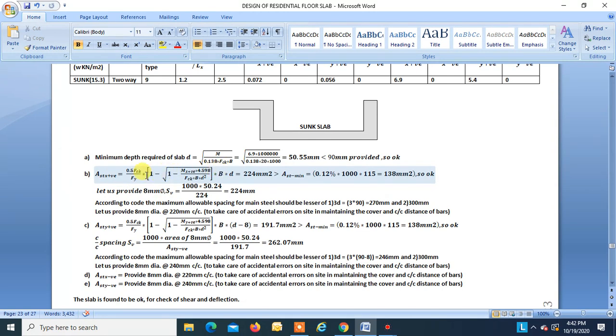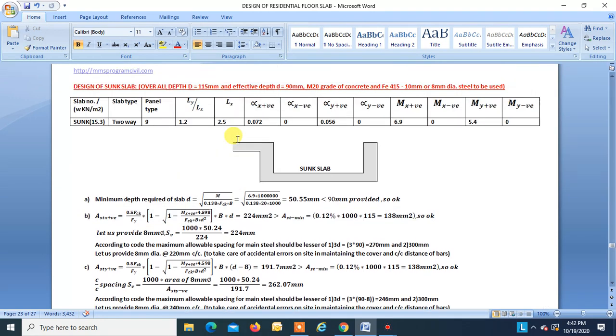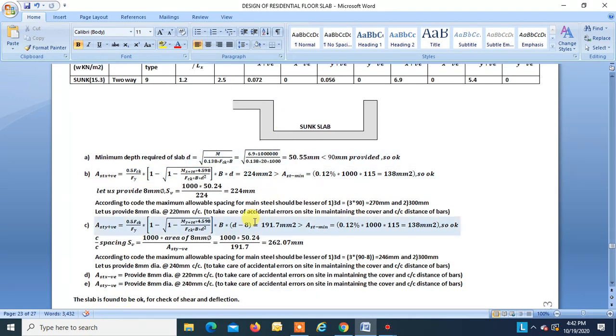We can use this formula. So Ast x positive is found to be 224, greater than Ast minimum. So okay. Spacing is found to be 224 mm. So let us provide 8 mm dia about 220 mm center to center, right? Now Ast y. Over here again, please remember d is 90, so it will be 90 minus 8. Okay, so Ast y positive required is 191.7, greater than Ast minimum. So provide spacing 262.07. Okay, so let us provide 8 dia about 240 center to center, right?